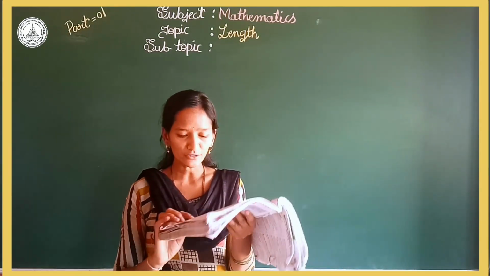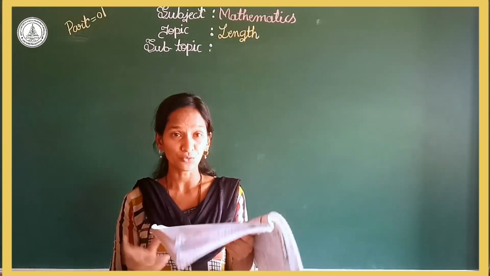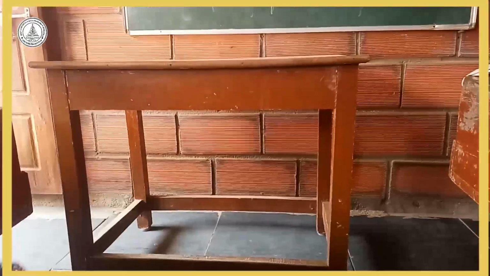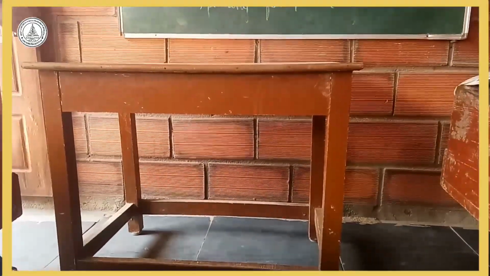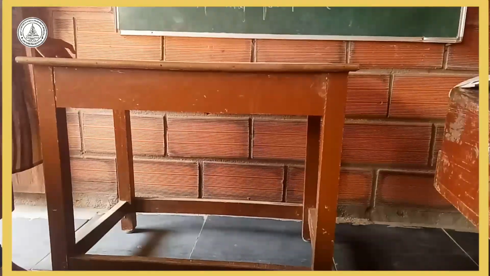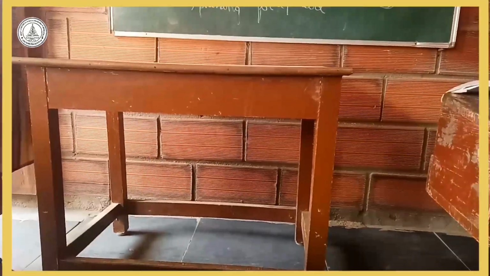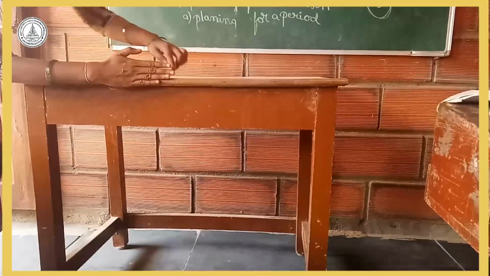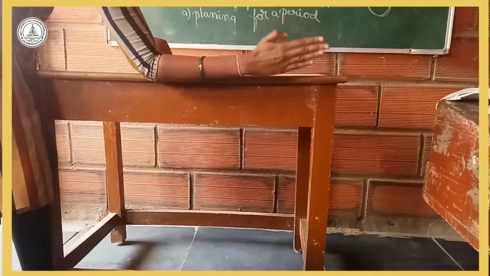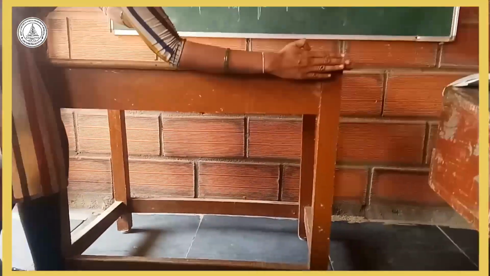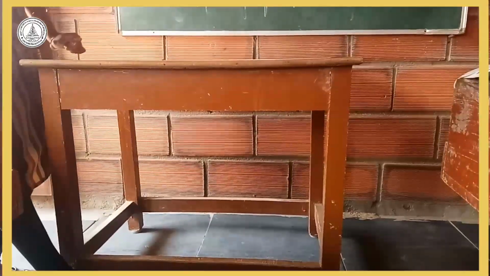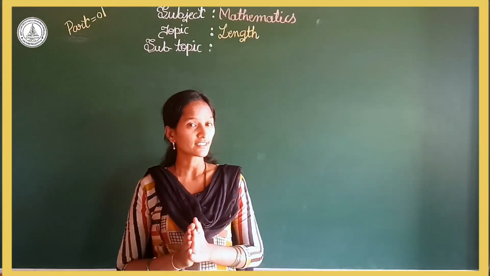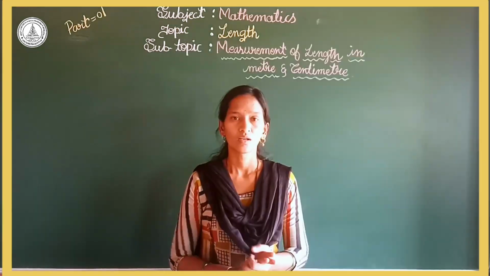D. Measure the length of your teacher's table in cubits. See, all of you observe here. Students, all of you observe here. This is your teacher's table, right? Now I am measuring with the help of cubits. Look here. From here to here, it is 1. The next 2. Yes, the length of this table is 2 cubits. Yes, students, now we have completed exercise number 2.1, right?